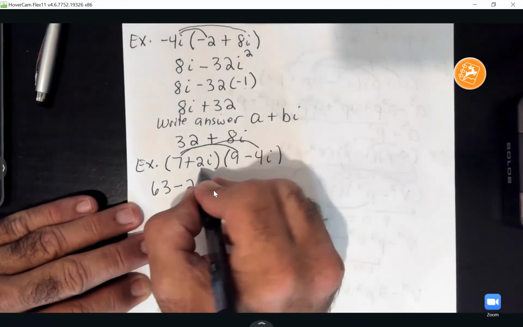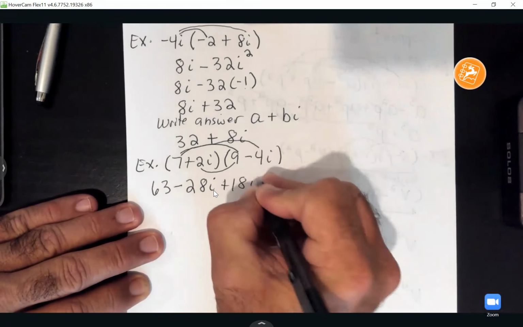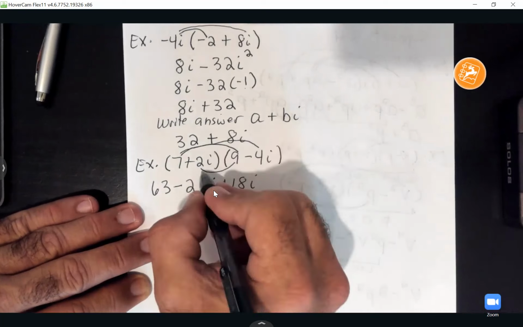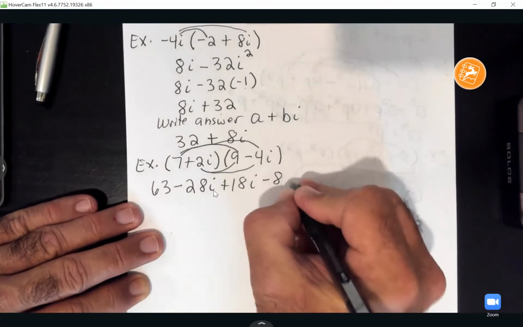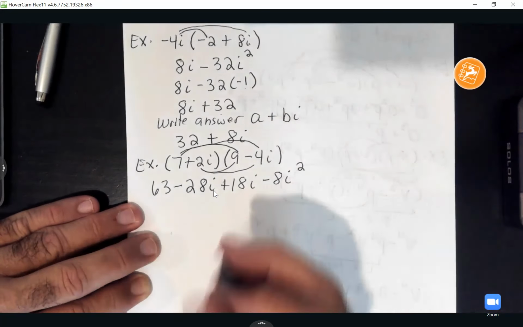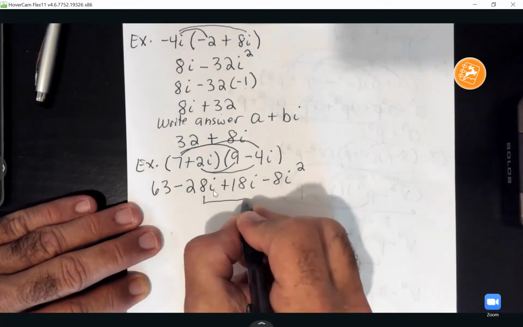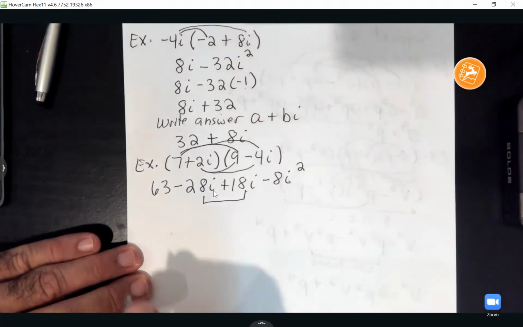Now I'm going to multiply the inside. 2i times 9 is 18i. And y'all watch the end. 2i times negative 4i is a negative 8i squared. So this one I got like terms in the middle. And over here, I'm going to turn that i squared into a negative 1 again.